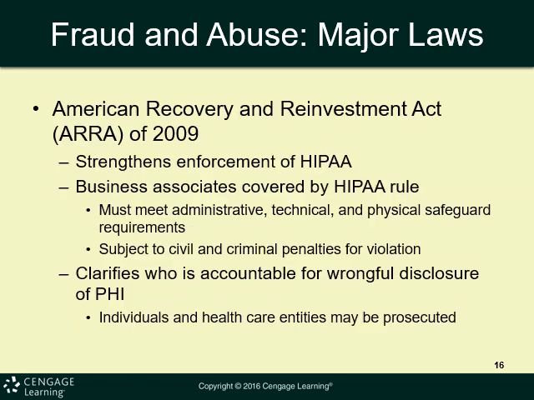The ARRA Act strengthened the HIPAA regulations in 4 ways. First off, the ARRA specifically states that business associates are covered by the HIPAA security rule, including the administrative, technical, and physical safeguard requirements, making them all subject to civil and criminal penalties for not complying with the terms of the security rule. Second, it clarifies who can be held accountable for wrongful disclosure of protected health information. Under ARRA, both individuals and healthcare entities may be prosecuted for wrongful disclosure of protected health information.